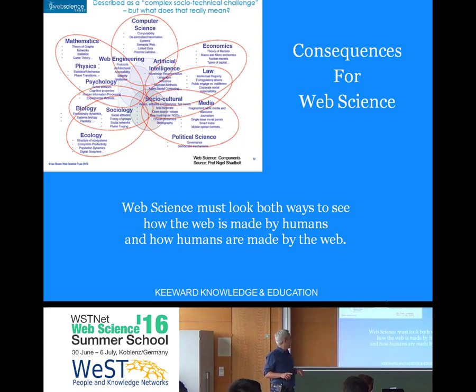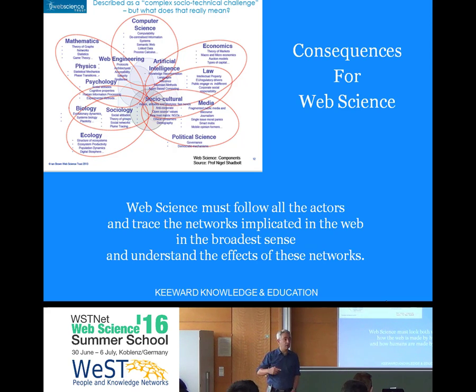by humans and how humans are made by the web. So co-constitution works both ways. And when you do your research, you always have to keep this in mind. Humans have a lot to do with the web today. The actors are very important, the networks implicated in the broadest sense, and the effects of these networks.